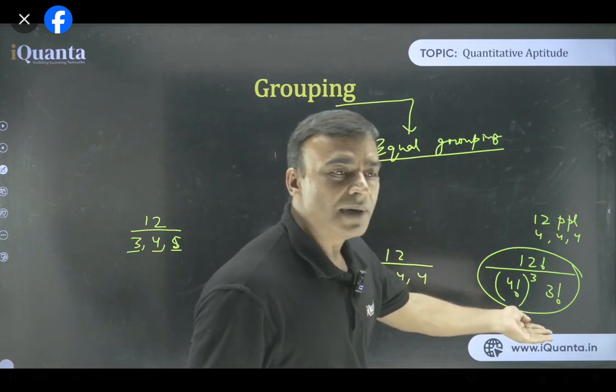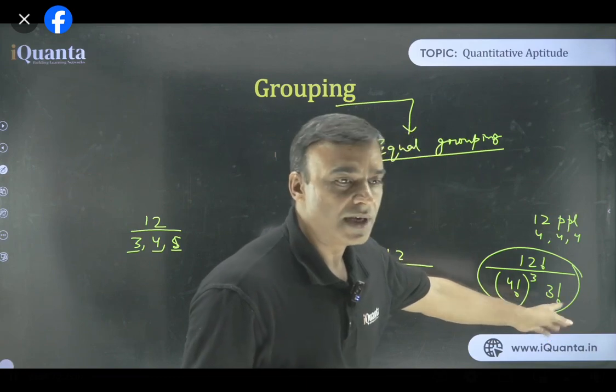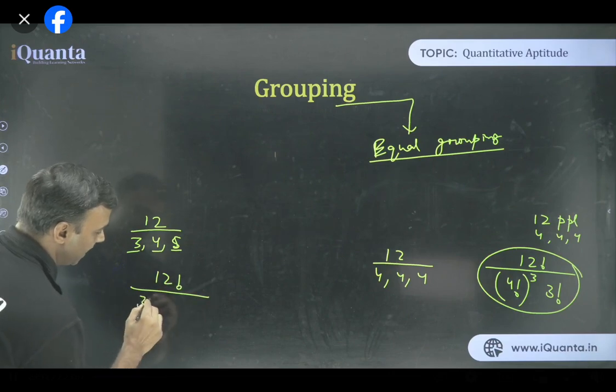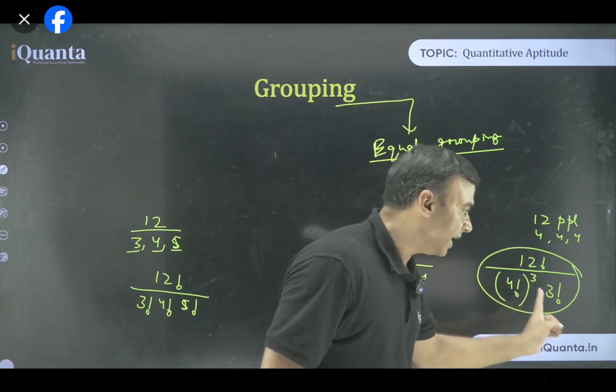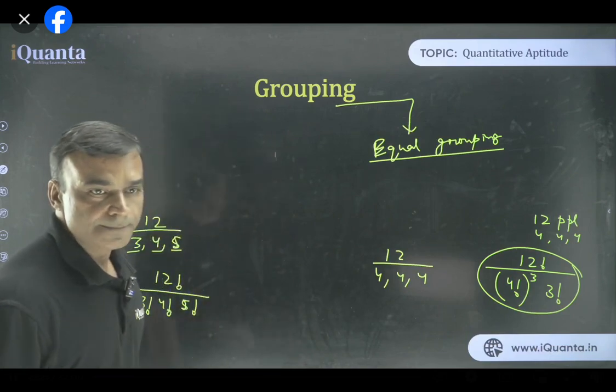How do I incorporate it mathematically? Simply count the number of groups which are equal and multiply that factorial there. That's it. Don't think of anything extra. Okay? So here it was 12 factorial divided by 3 factorial, 4 factorial, 5 factorial. Here it is 12 factorial divided by 4 factorial, 4 factorial, 4 factorial, and extra 3 factorial to reduce the number of possibilities. That's it. Okay?